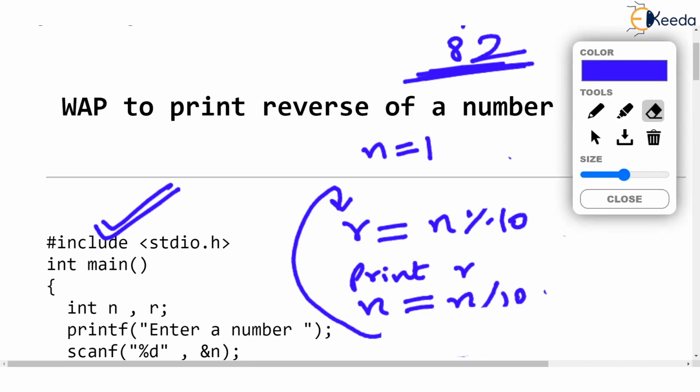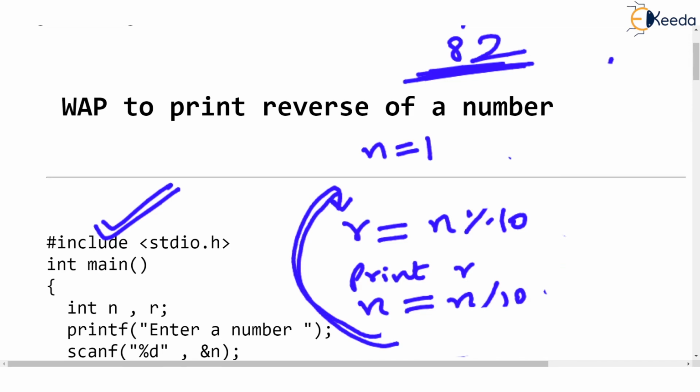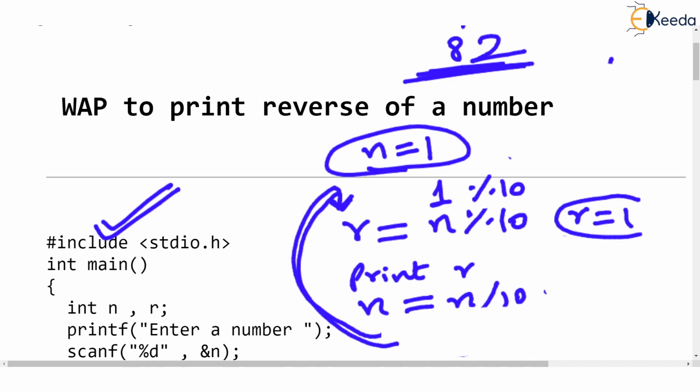Okay. Now what if we repeat this for the new value of n, where n is 1? So r is again evaluated as 1%10. Now you all know 1%10 is 1, so r is 1. And how about printing it? So 1 also gets printed. Check the output till now is 821.